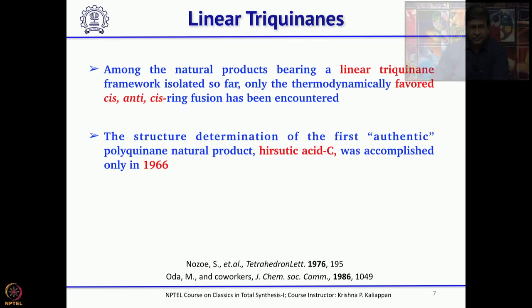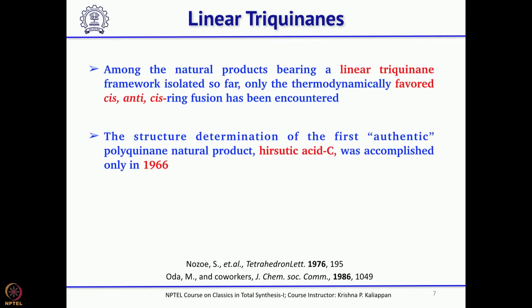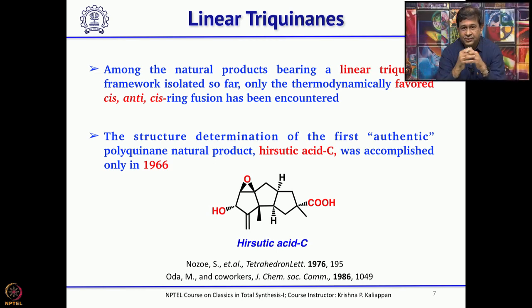Now we will see how this radical cyclization reaction has been successfully used in the total synthesis of natural products. As we are talking about triquinanes, I will explain how this radical cyclization has been used in the synthesis of linear, angular and propellane triquinanes. One example is hirsutane, which belongs to the linear triquinanes. This is one of the earliest hirsutane-type triquinanes to be isolated, in 1976.